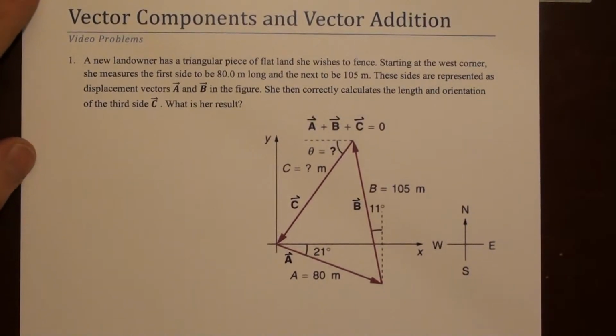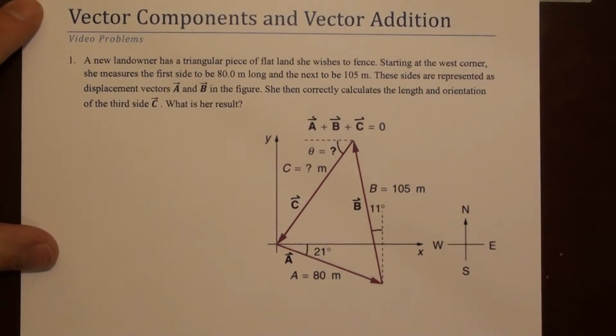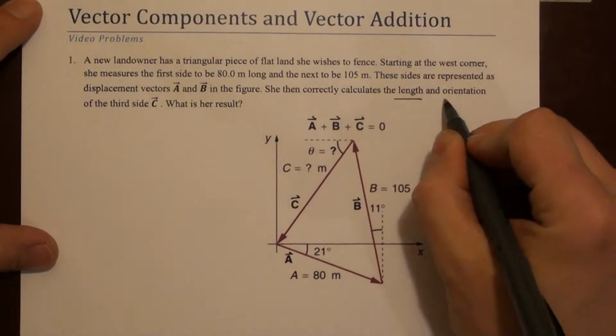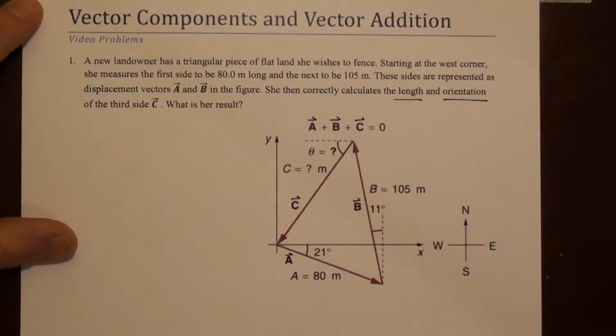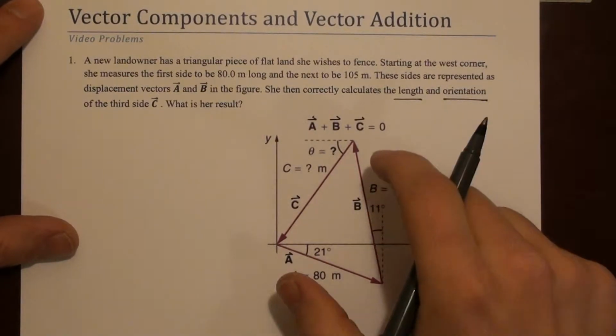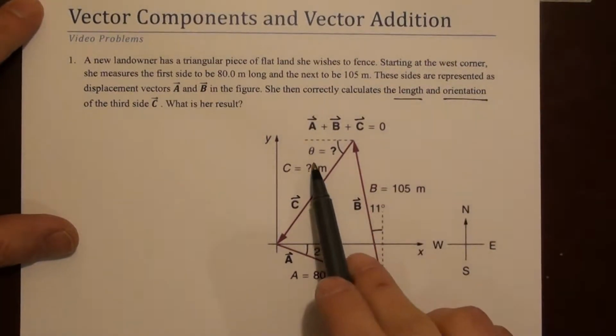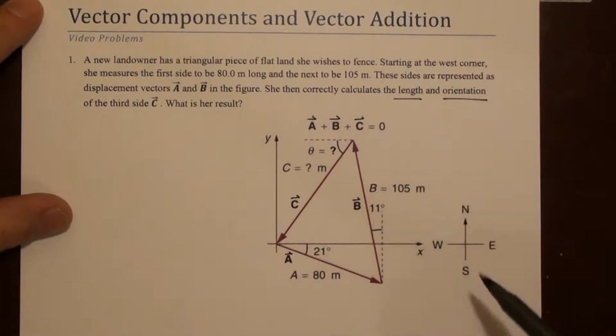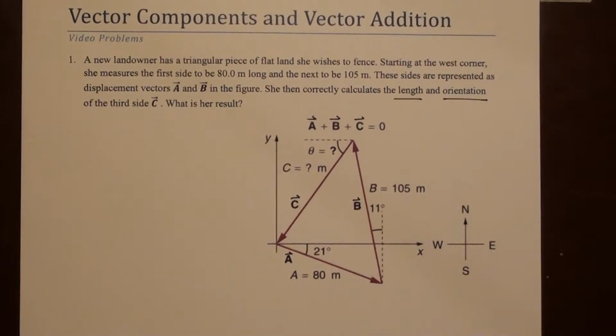So we're asked to figure out what is C, both the length and the orientation. That's asking us to find not just Cx and Cy, but to find the length of C and the direction that C is pointing, or this angle below west, right? South of west is how we say that.